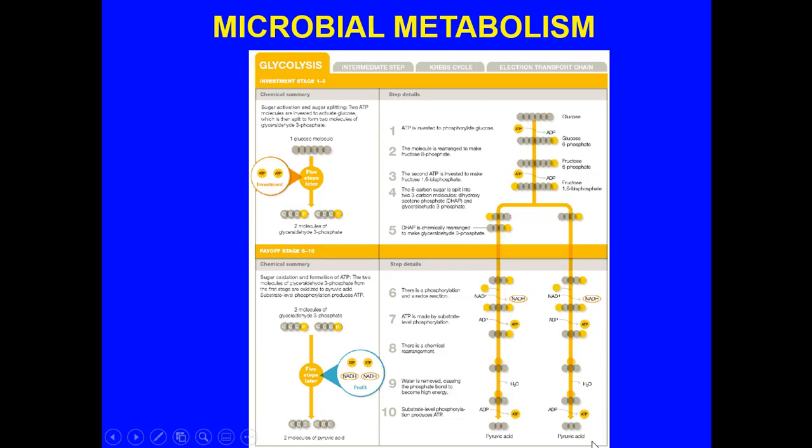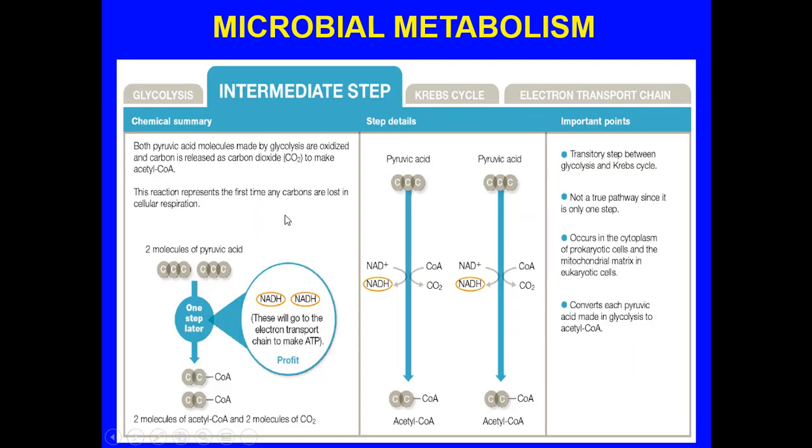You will also get the production of H2O. Now, the intermediate step, this is where it gets interesting. Remember, we started with 2 molecules of pyruvic acid. Each pyruvic acid is 3 carbons. You're going to have this little process, and you're going to basically also have some NADH made.